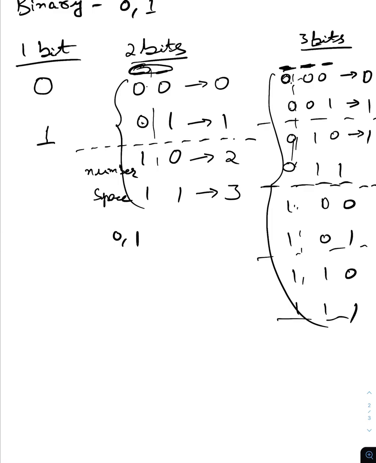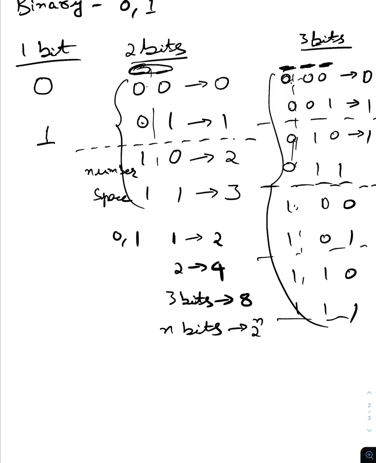So if it's only 1 bit, it's 0 or 1, 2 parts. If it's 2 bits, you divide it into 4 parts. If I ask you to select 3 bits, then it's 8 parts. So if you are selecting 1 bit, it's 2 parts. If you are selecting 2 bits, it's 4 parts. If you are selecting 3 bits, it's 8 parts. So if you have to select n bits, then according to this, the formula is 2 power n parts.